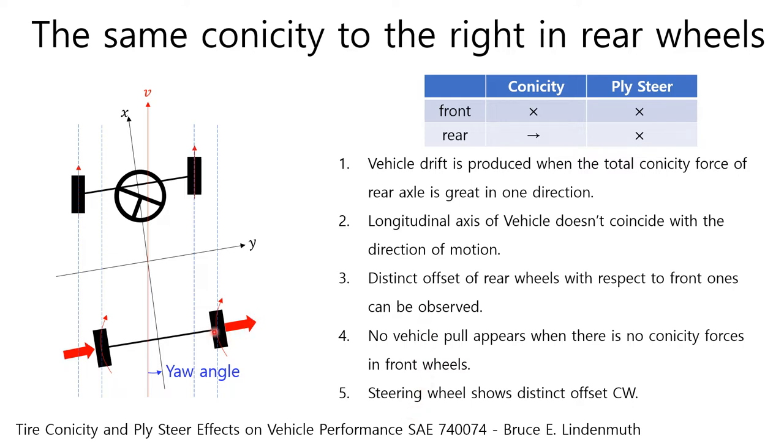As shown in the figure, let's find out what happens when the residual cornering forces due to conicities generated in one direction on the rear wheels are in the right direction. In this case, vehicle drift is produced when the total conicity force of the rear axle is in one direction. The longitudinal axis of the vehicle doesn't coincide with the direction of vehicle motion. An offset of the rear wheels with respect to the front ones can be observed. No vehicle pull appears when there is no conicity force in the front wheels. The steering wheel shows a distinct offset clockwise.